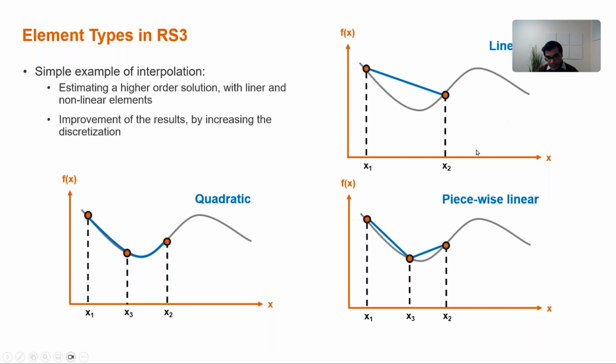If you want to use linear elements and get more accurate results, you need to increase the discretization. You need to define more of these linear elements. As you can see here, the error would be reduced by increasing the number of linear elements in your model.